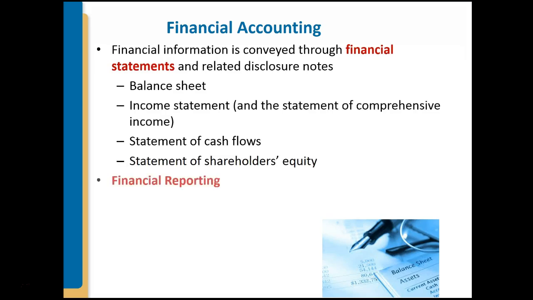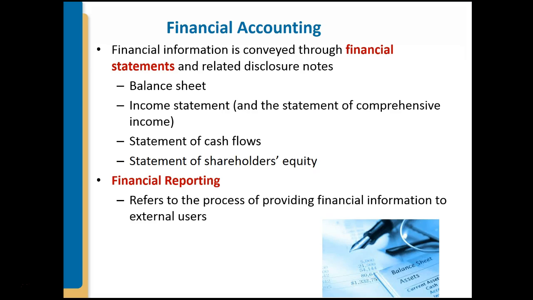The primary means of conveying information to investors, creditors, and other external users is through financial statements and those related disclosure notes that we will talk about. Financial statements most frequently provided include the balance sheet, also called the statement of financial position. I like to refer to it as a snapshot in time because it's just a picture at a moment in time. Another financial statement is the income statement, or we can call it the statement of operations, along with a statement of comprehensive income. Then we have a statement of cash flows, and finally the statement of stockholders' equity. This entire process of providing the financial information to external users is what we call financial reporting.